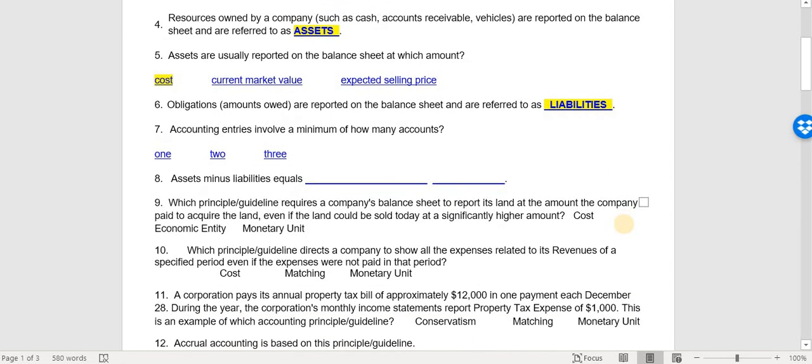Number 7, accounting entries involve a minimum of how many accounts? What we do is called double entry bookkeeping for a reason. You need at least 2 accounts because otherwise our accounting equation will be out of balance.